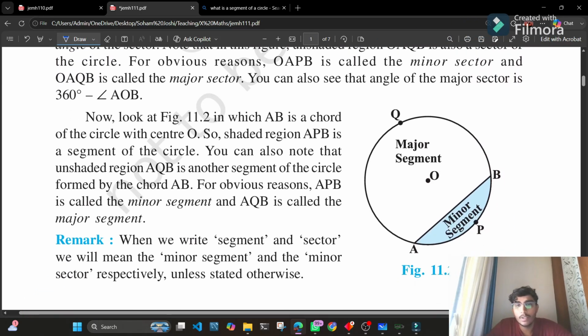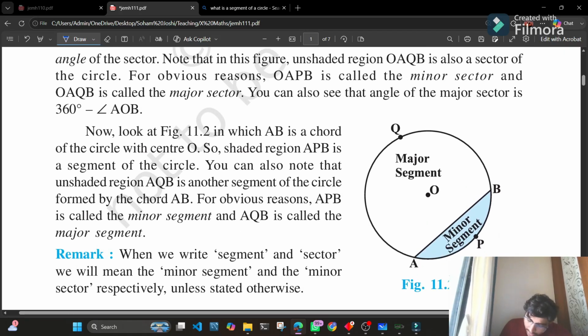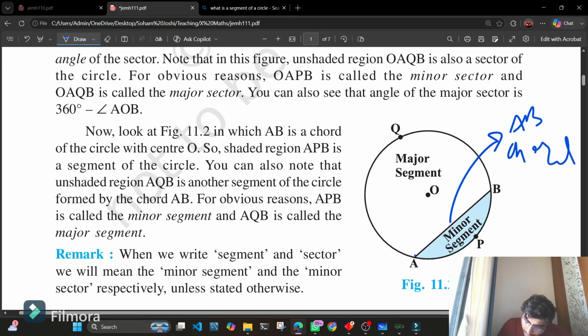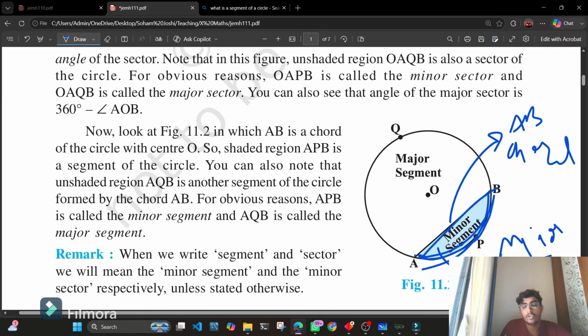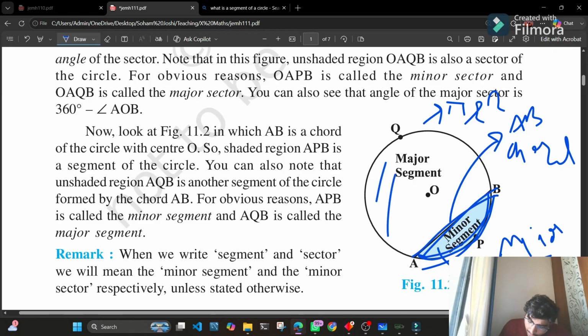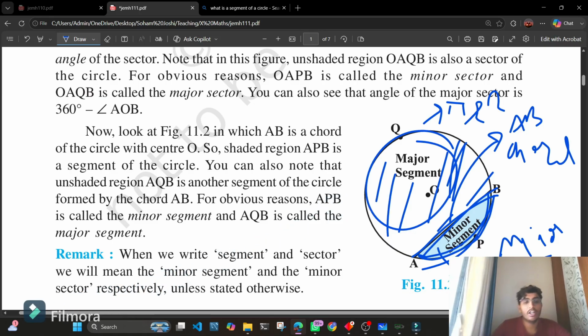Now, next up we have the segment. A segment is basically the area enclosed by a chord, that is, we know that AB is the chord, and the minor arc of the circle. This is called the minor segment because it is less in area, and it is the area enclosed by the minor arc and the chord. And the left out area, because the total area of circle is pi r square, covered by the major arc and the chord AB, is referred to as the major segment.